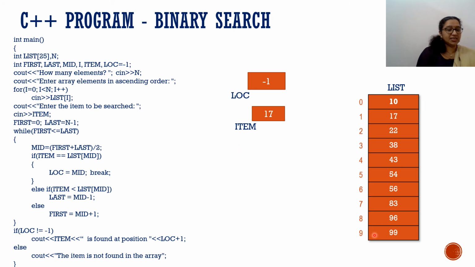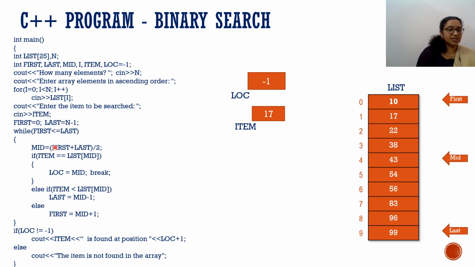So n is 10, so n minus 1 is 9. First is at the 0th position and last is at the 9th position. The whole divided by 2, that is mid. So we'll get 4.5. That is the middle position now. Okay, so we got the middle one.